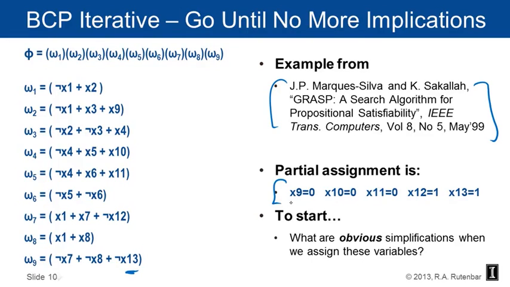Let's start by just somewhat arbitrarily doing a partial assignment. X9, X10, X11 are assigned 0, and X12 and X13 are assigned 1. We're going to look at the clauses in the function, and simplify them by inserting those values. And so here we go. I've inserted values for 9, 10, 11, 12, and 13.